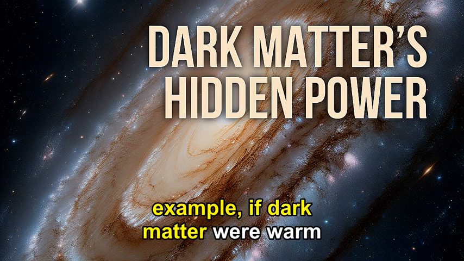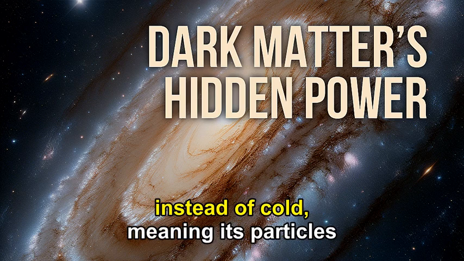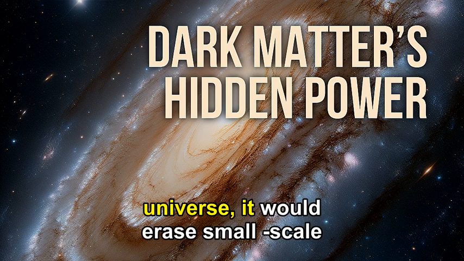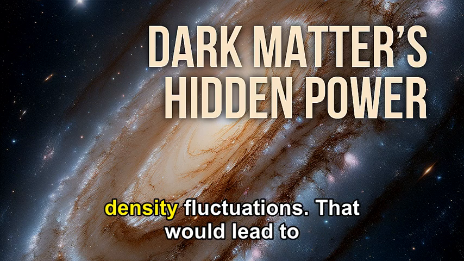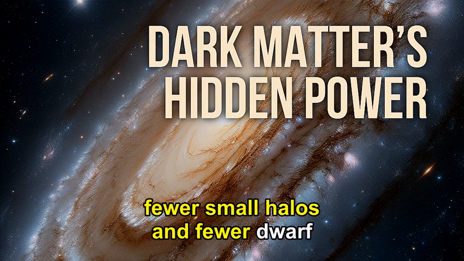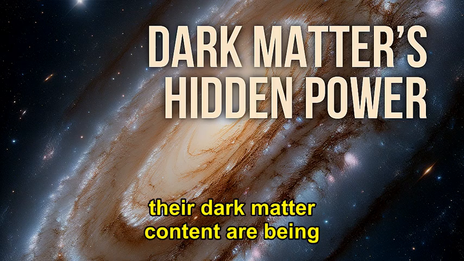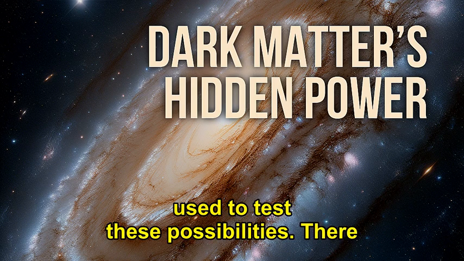For example, if dark matter were warm instead of cold, meaning its particles had higher velocities in the early universe, it would erase small-scale density fluctuations. That would lead to fewer small halos and fewer dwarf galaxies. Observations of dwarf galaxies and their dark matter content are being used to test these possibilities.